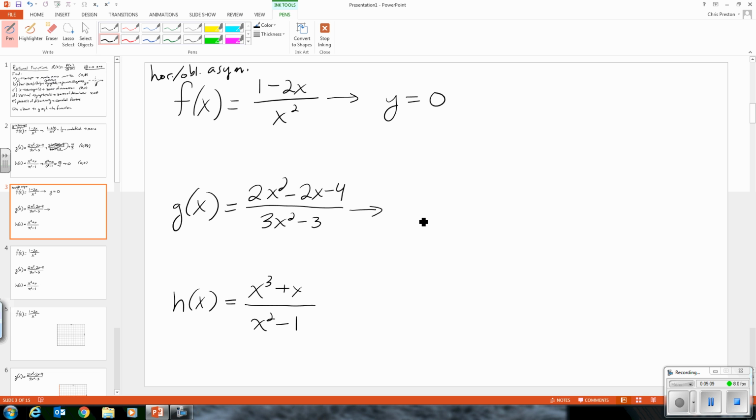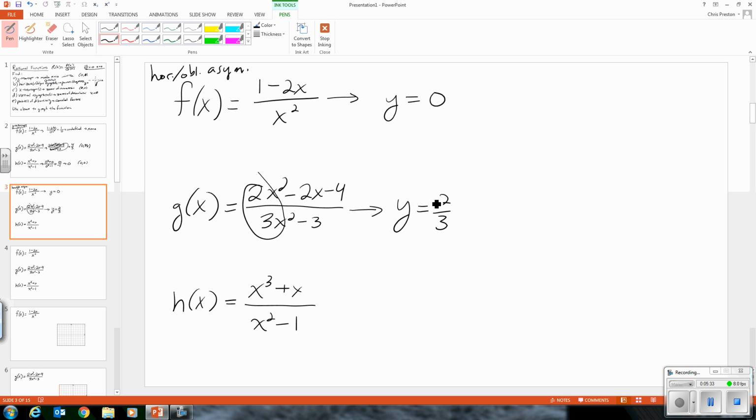This one, on the other hand, the powers are the same. And so if the powers are the same, then what you do is you look at these leading coefficients. And be careful, you notice the leading coefficient here is -2, not 1. It's not what's the first thing written, but what's with the highest power of the variable in the numerator or denominator. So here these are written in the right order. So 2 and 3. So this is going to be y equals 2/3.